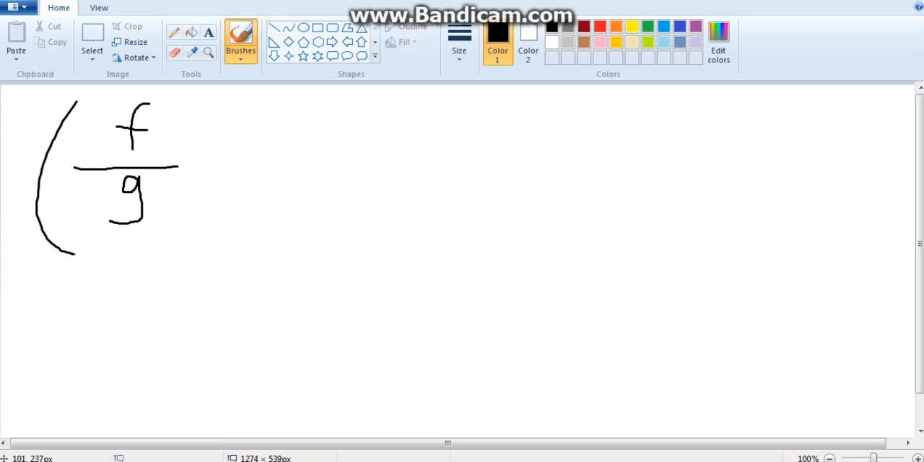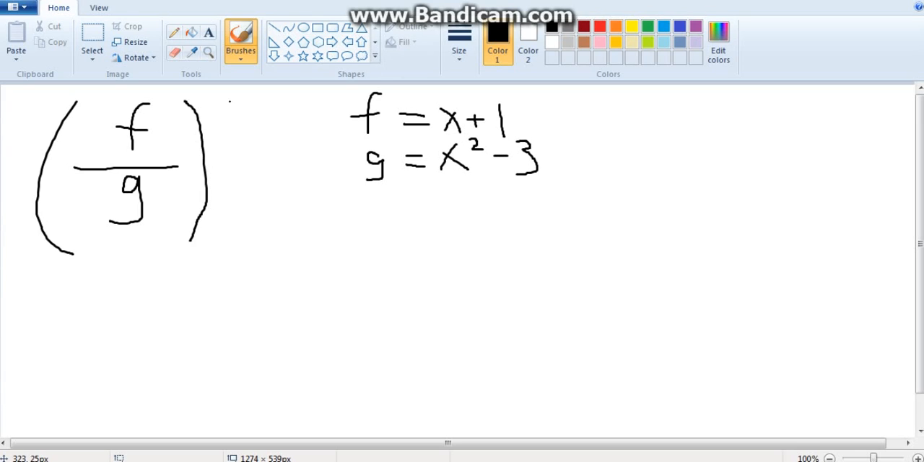With these ones it's different because you have to state the domain restrictions. Just leave it like that. Don't put another variable. So let's do f equals 1, and then g equals x squared minus 3. Then you just plug it in. You just put this one over the other one. That is as simple as you can go.